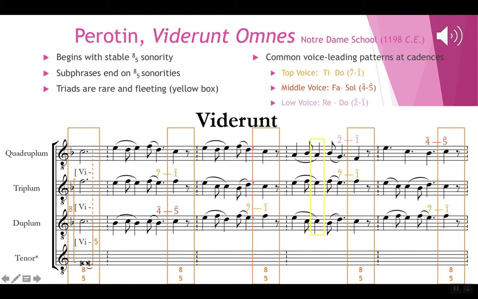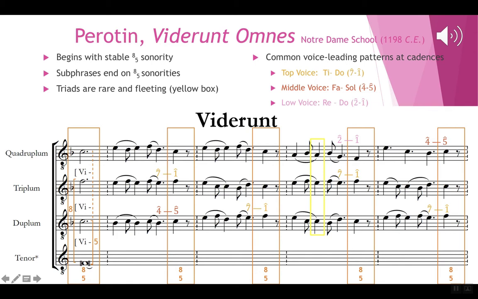So we're not going to be paying attention to everything. This is just a recap of a slide from previous time. These 8-5 sonorities are what Perotin is always having his little tiny cadences onto. All these subphrases. There's only one kind of a triad, and it's not really a triad. But what you see are these voice leading patterns.